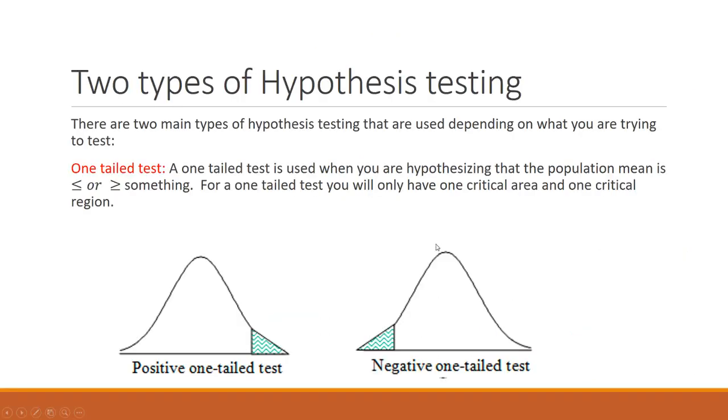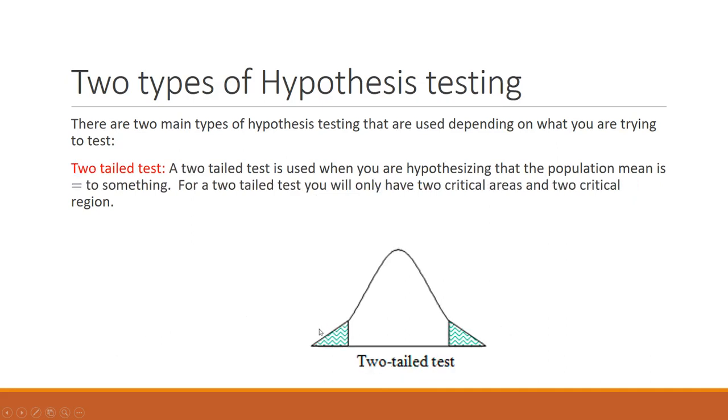A couple of last points. Two types of hypothesis testing. There are two main types of hypothesis testing, and they're called a one-tail test or a two-tail test. A one-tail test is when we only look into one tail of the t-distribution, and a two-tail test is where we look into either tail.